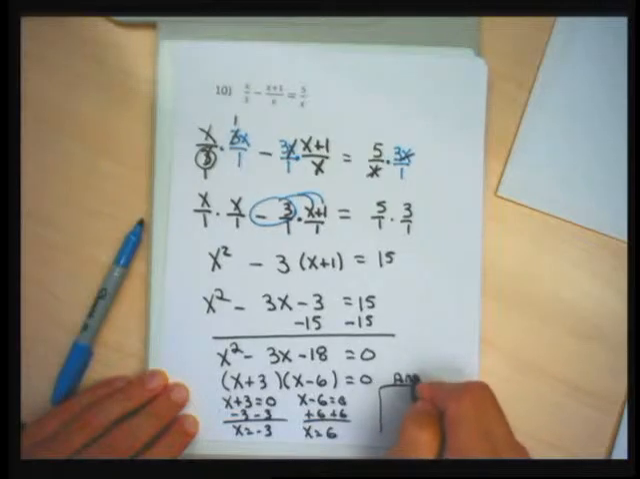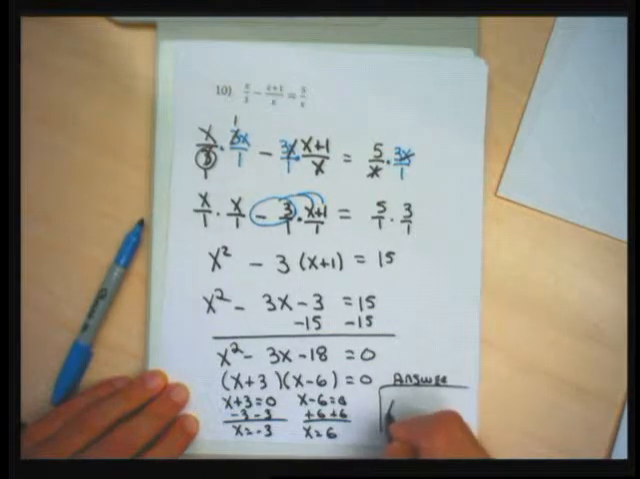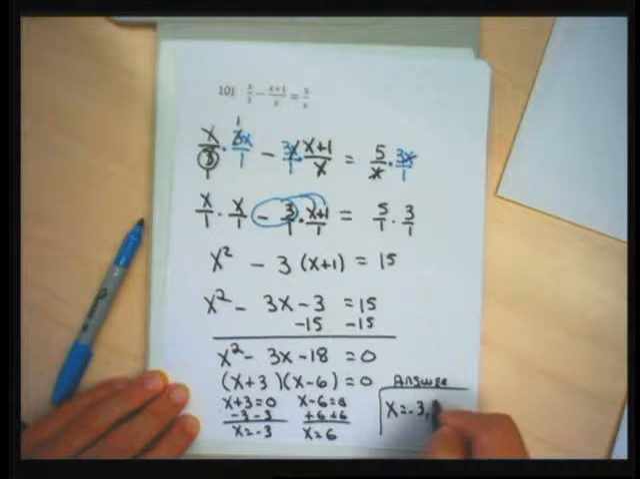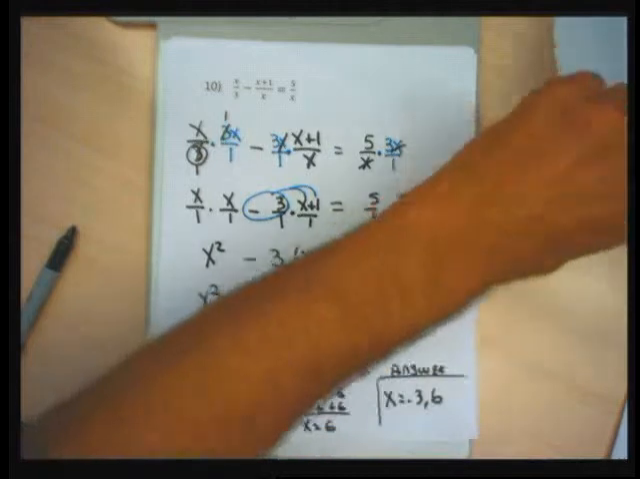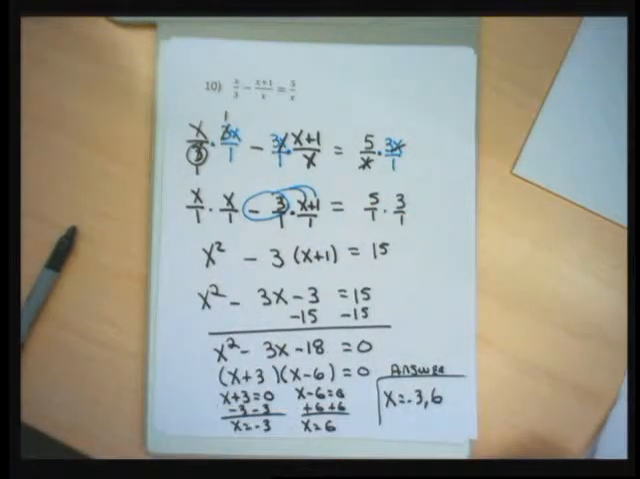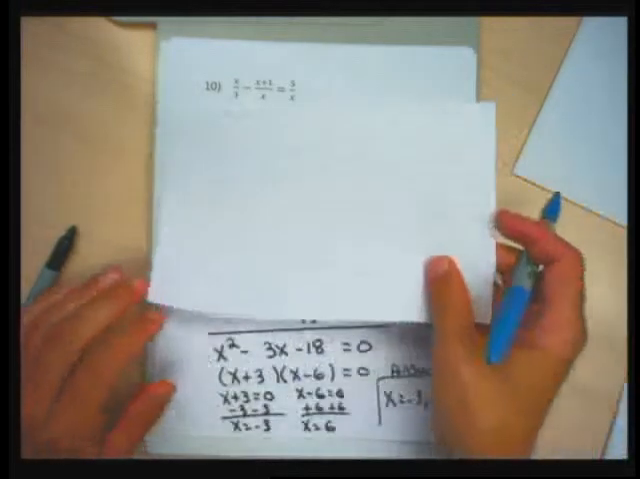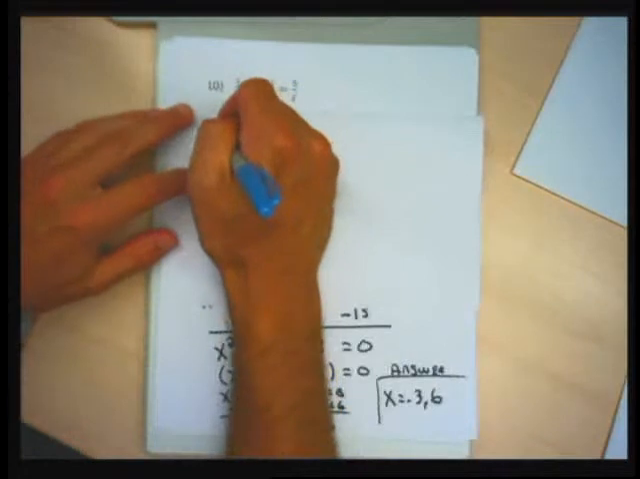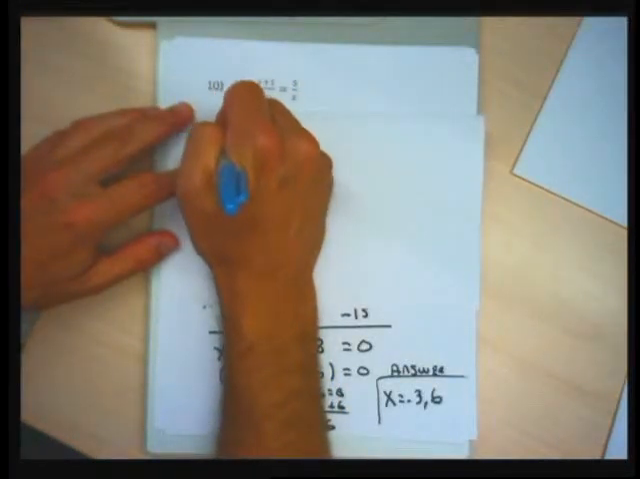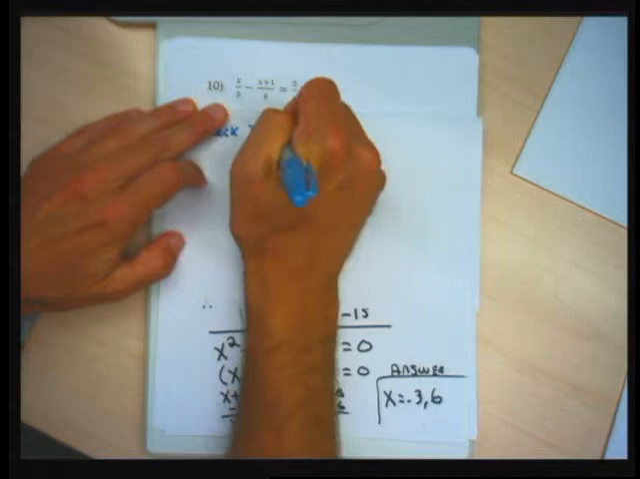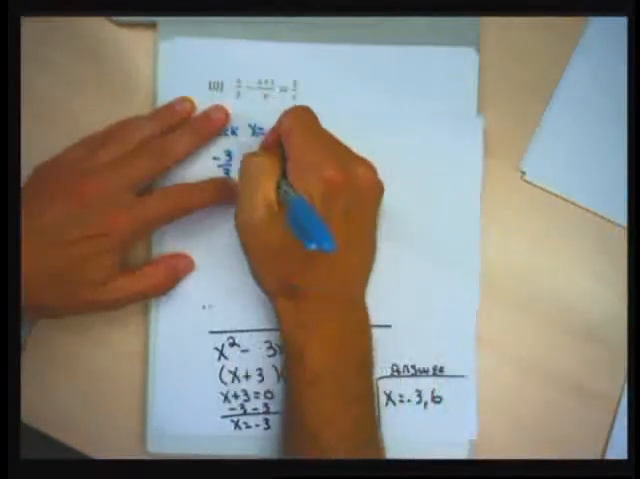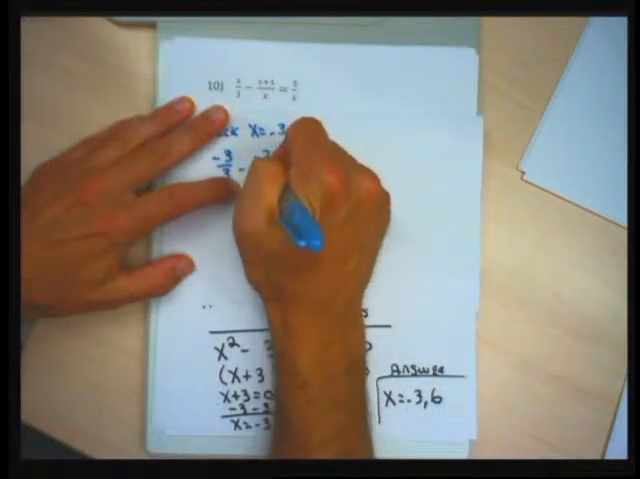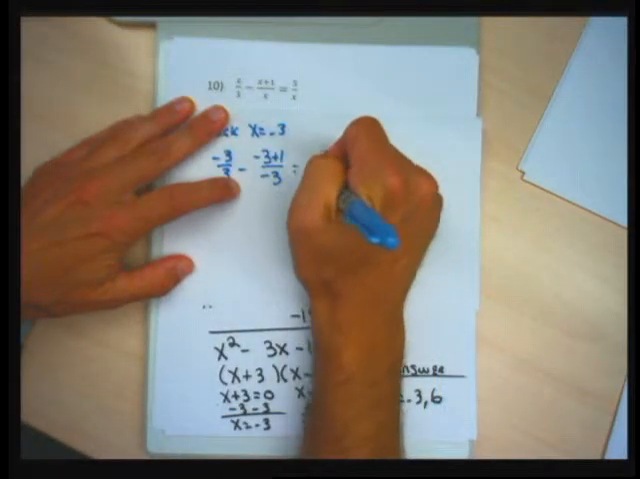So I think I have my answer. I think my answer is x equal to negative 3 and x equal to positive 6. I need to check both of these because for the problems in this section, it is possible to do perfect algebra and get an answer that doesn't check. So the first thing I'm going to check is the negative 3. I'm going to check x equal negative 3 by going negative 3 over 3 minus negative 3 plus 1 over negative 3, and see if that equals 5 over negative 3.